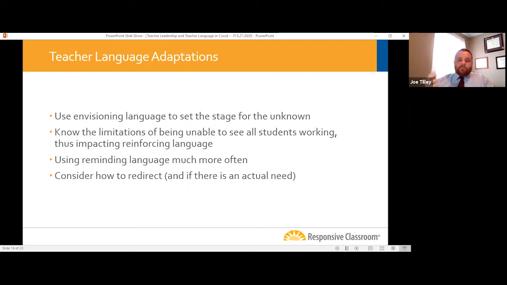And then the last piece, just talking about this redirecting language, one last thing is to really consider whether or not it needs to be done. And what I mean by that is thinking in terms of what is occurring, and just considering, is this something that I need to redirect everybody for?